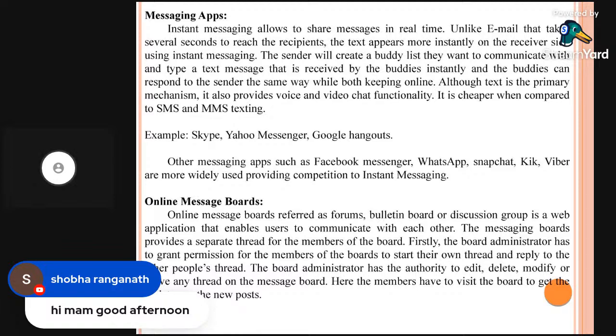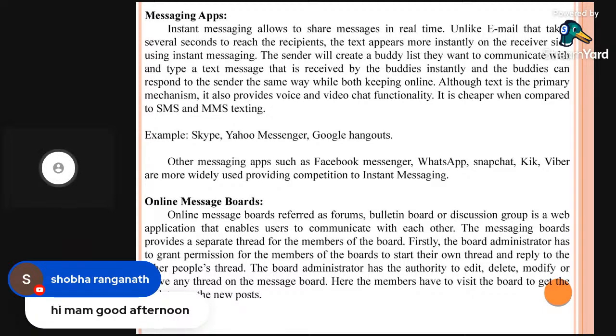Examples include Google Hangouts, Yahoo Messenger, Skype, and other things, and even the messages that you send through Facebook or WhatsApp, Snapchat, Viber. All those things come under message apps.